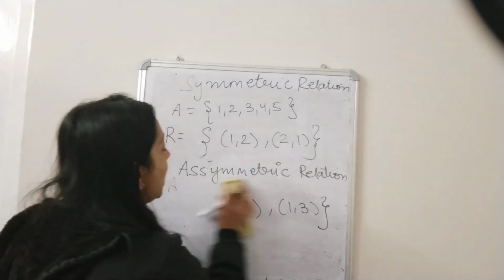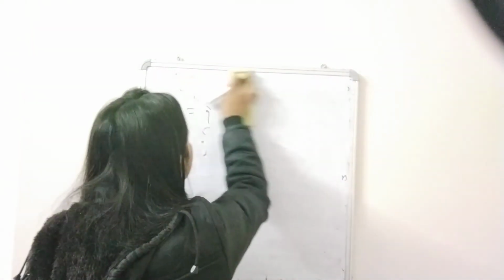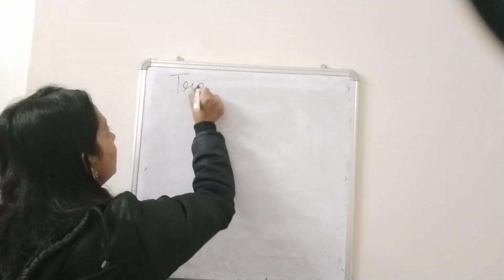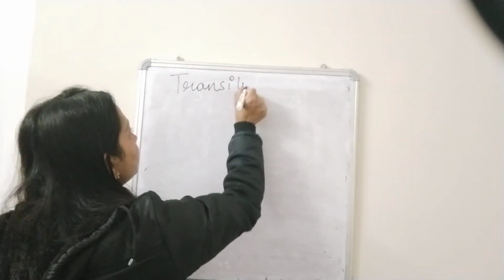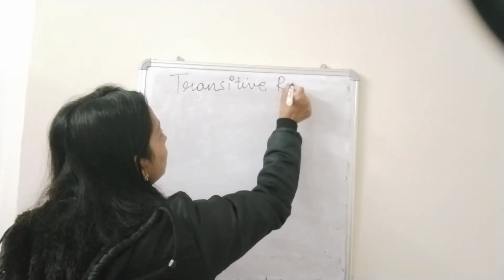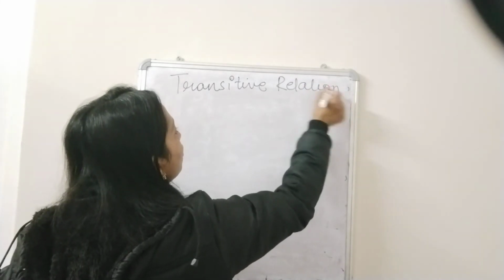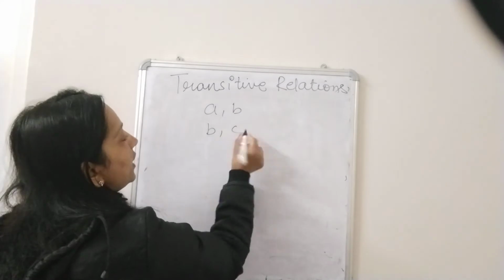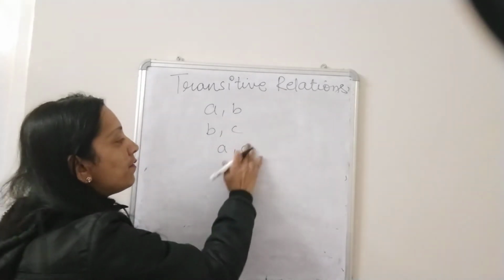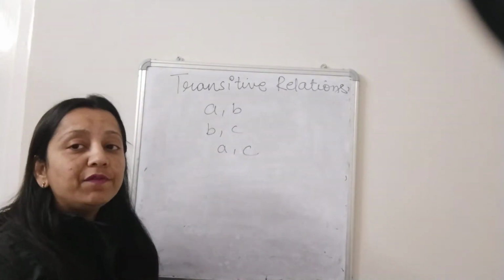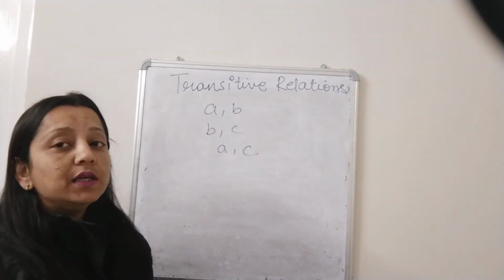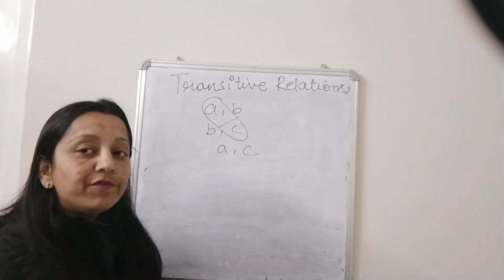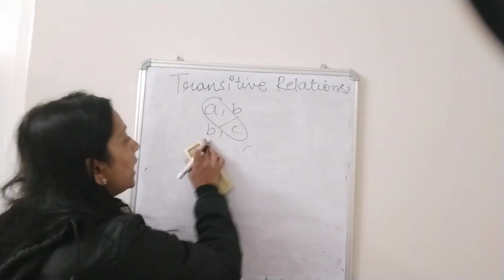relation. Now let's move on to another type of relation, which is the transitive relations. So you must have heard many times that if A is friend of B and B is friend of C, then A is also friend of C. We assume that if A, B are friends and B, C are also friends and B is a common friend, then of course A and C will also be friends. So this concept is applied over here.